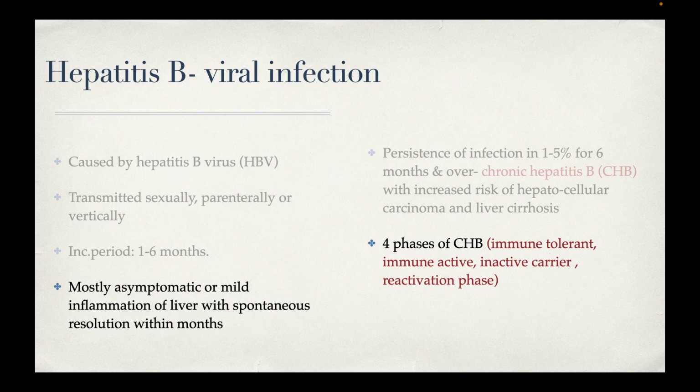In the inactive carrier state, as the name implies, they have the disease, they are carrying the infection, but it is inactive. The inactive carrier state is characterized by undetectable or low levels of the hepatitis B virus, and it is associated with improvements in the liver inflammation as well as the fibrosis. This phase may be lifelong, it may last decades, or sometimes it may be short lived.